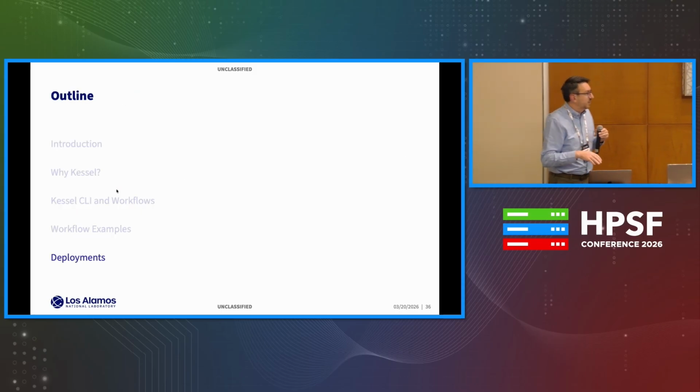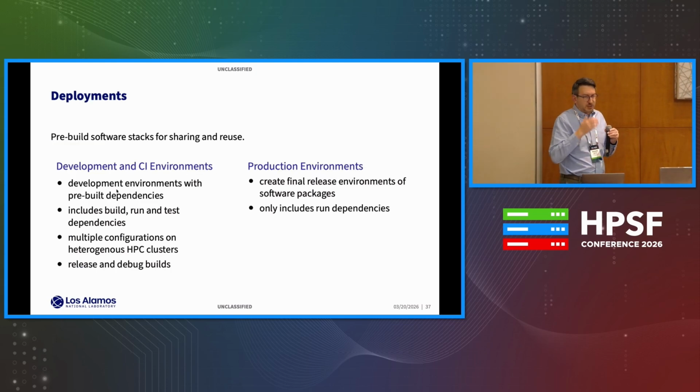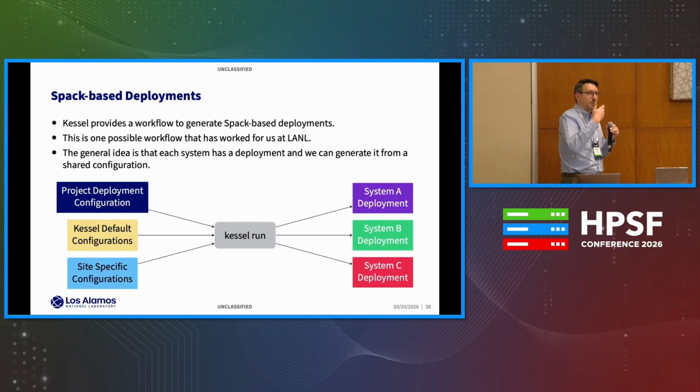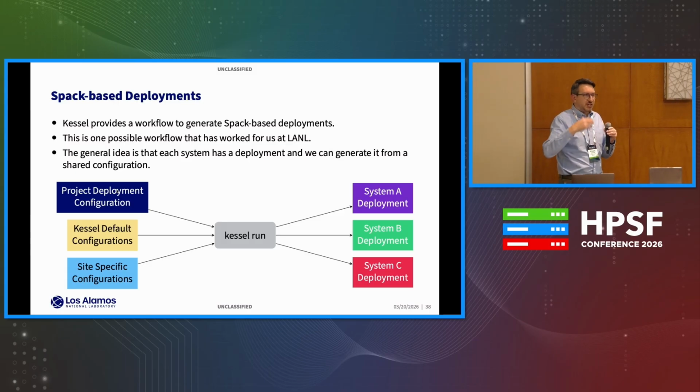Now, we haven't talked about the deployment side of things so far. So I use SPAC deployments to provide my developer environments and CI environments. But another use case is providing the final environment for a production system. Or this could also be used as a base for a container. And it turns out creating these deployments is just another workflow. So the general idea of the SPAC-based deployment workflow is you have some project-specific configuration, maybe some shared SPAC defaults across your code teams, and then there's a Kessel run which produces the final deployments on your cluster.